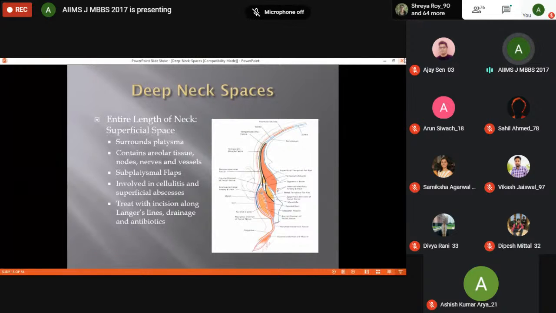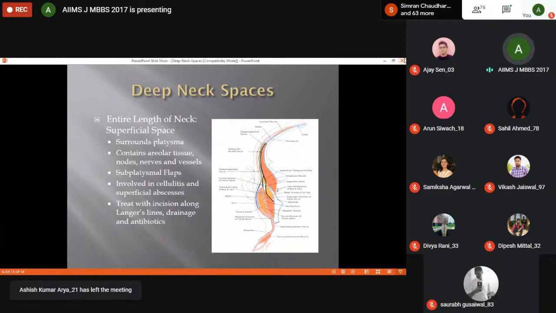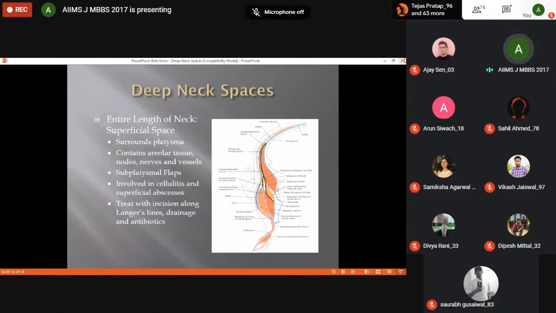That is known as the superficial space. The superficial space is between the platysma and the fascia which covers the platysma. That is, between the superficial fascia and the platysma muscle. It surrounds the platysma and contains tissue, nodes, nerves, and vessels. That is why we elevate subplatysmal flaps, because we need to maintain this area, as the vessels traverse through this space into the skin. Whenever there is a superficial abscess, we can just do an I&D, give antibiotics, and it gets resolved.